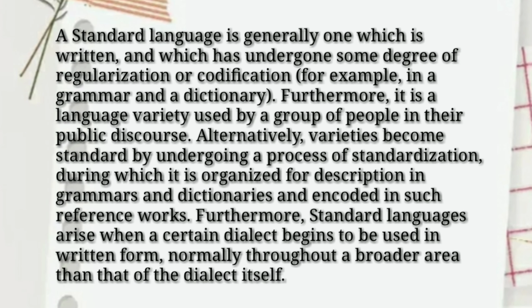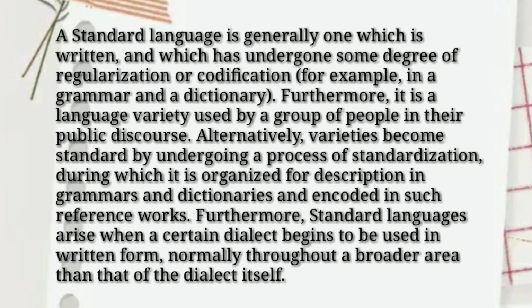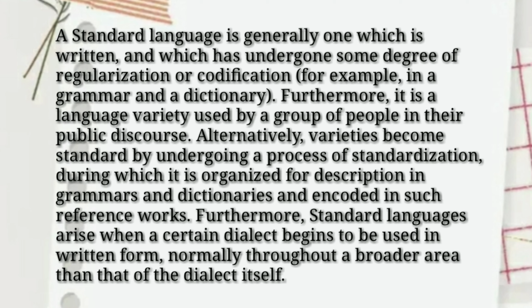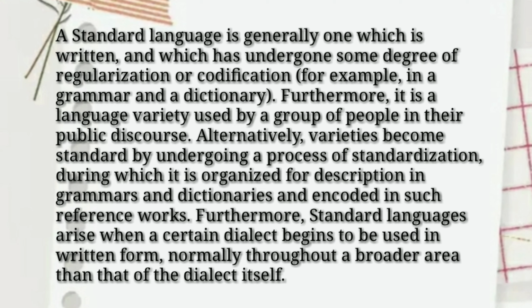Thus, in regard to the association where the variety is used, the standard language variety might be associated with the formal variety. A standard language is generally one which is written and which has undergone some degree of regularization or codification, for example, in a grammar and a dictionary. Furthermore, it is a language variety used by a group of people in their public discourse. Alternatively, varieties become standard by undergoing a process of standardization, during which the language is organized from description in grammars and dictionaries and encoded in such reference works.